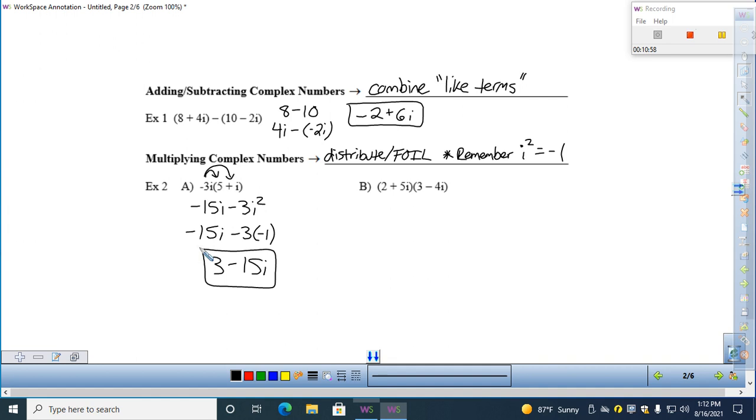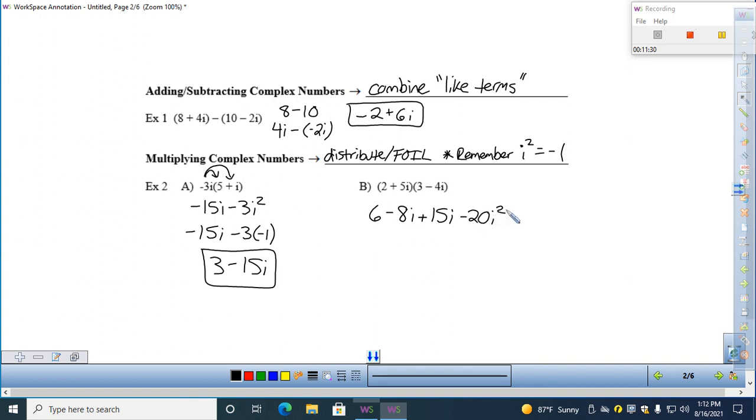Excellent. Let's move on to part B. And so now we're going to FOIL. So let's bring this together. So I got 2 times 3, which is 6. Outside, 2 times negative 4i. So that should be negative 8i. Inside, positive 5i times 3. So that should be 15i. And then last, it looks like 5i and negative 4i. So I'm getting negative 20i squared.